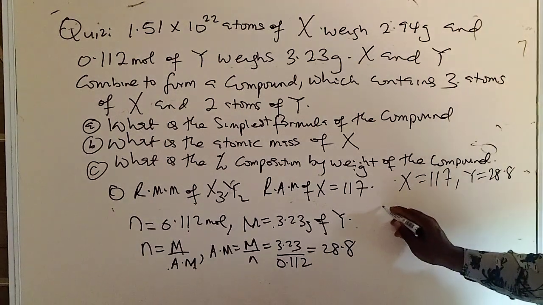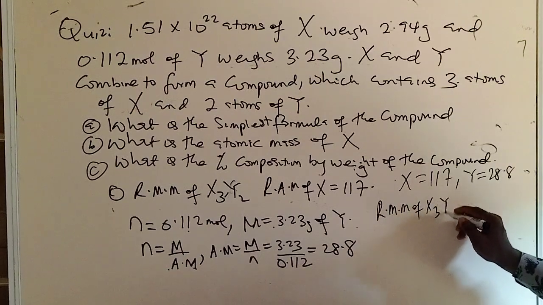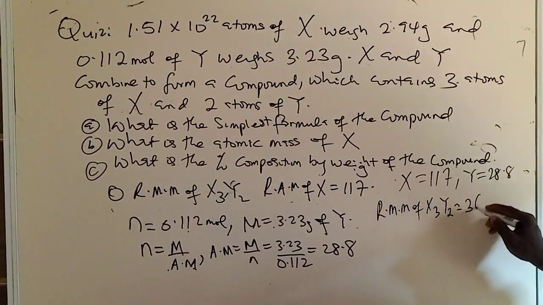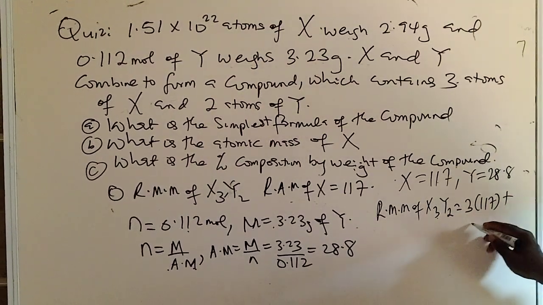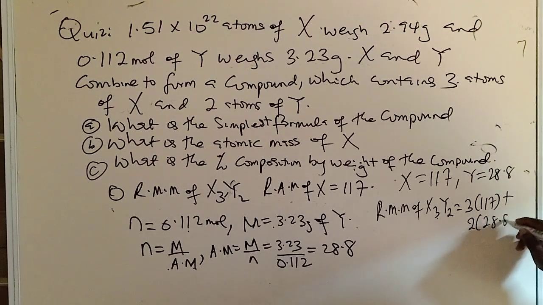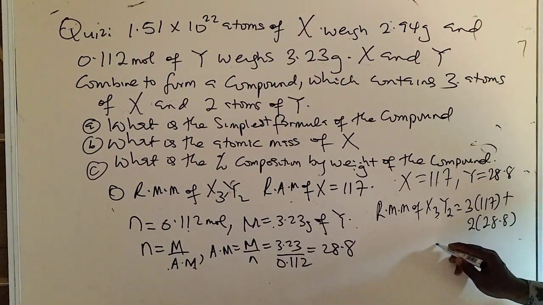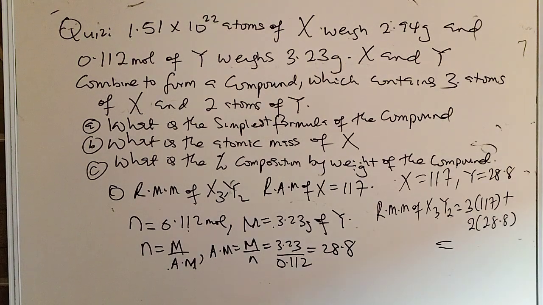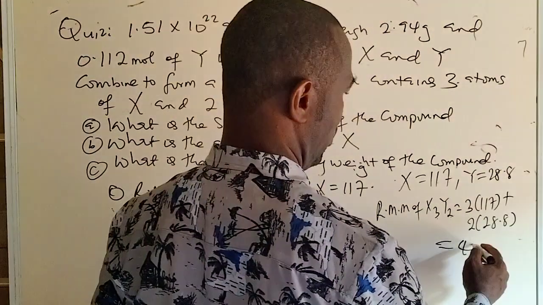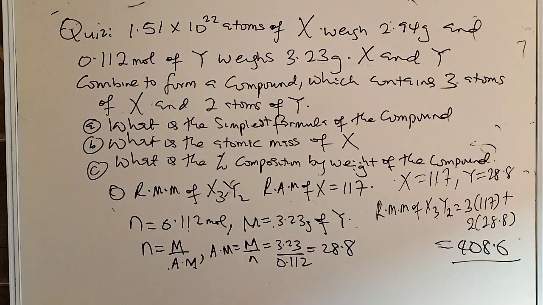We now find the molecular mass of S3Y2, which is 3 times 117 for S, 3 atoms, the atomic mass of S, plus 2 times 28.8 for what? Y. The mass of Y is 28.8, and there are 2 atoms. So you find the molar mass of that molecule. When you solve it, your answer is going to be 408.6. That's the molar mass or molecular mass of the compound.